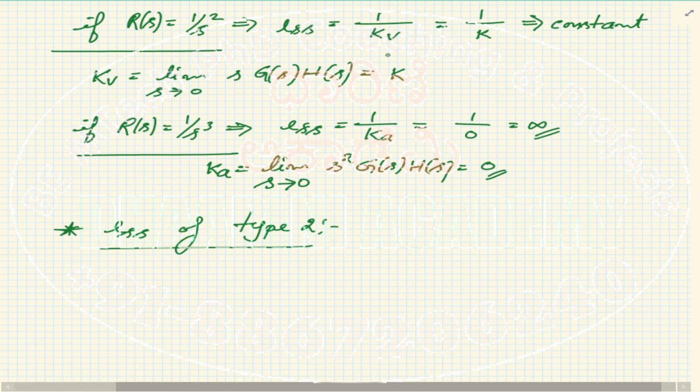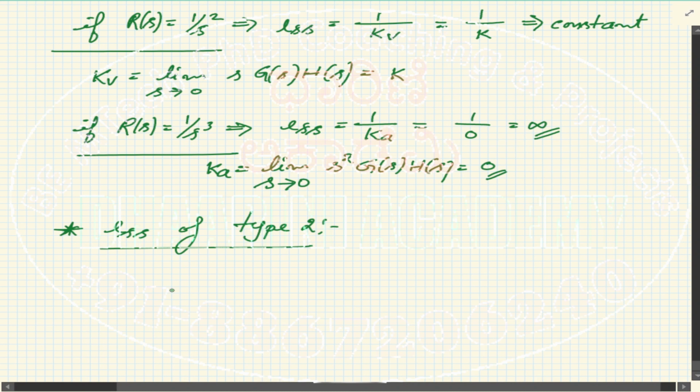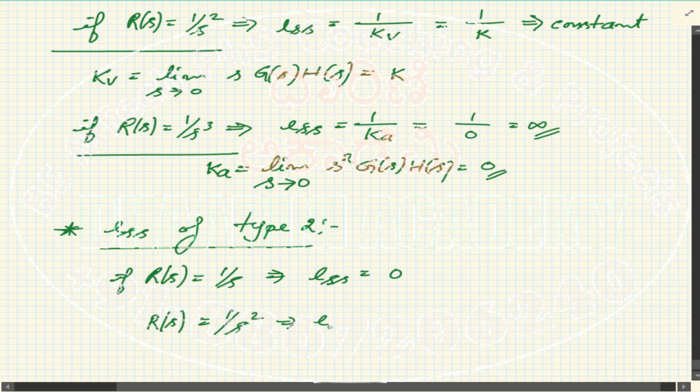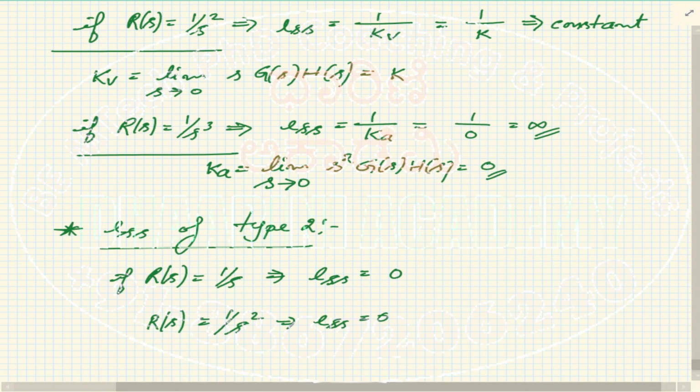So the G of S. Please provide me the answers. When the input is R of S equal to 1 by S, what was the ESS? ESS becomes equal to 0, correct?